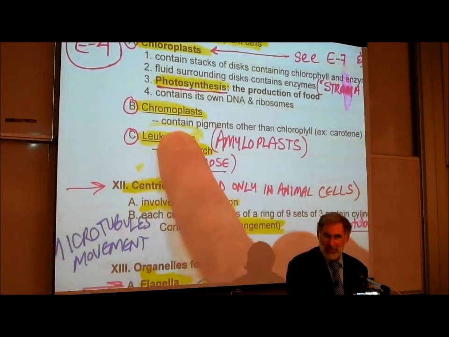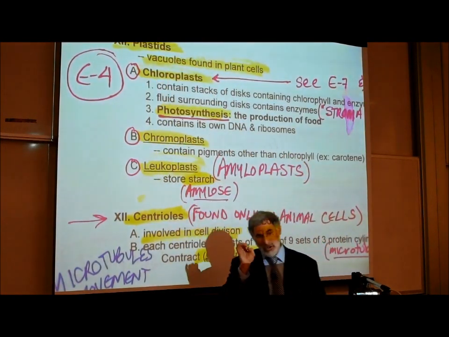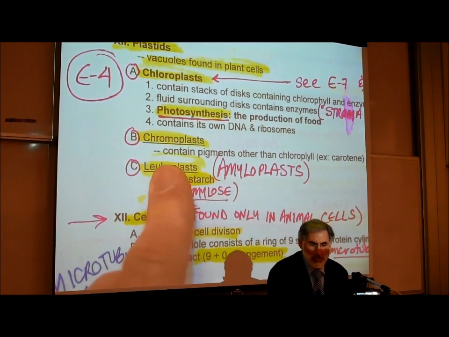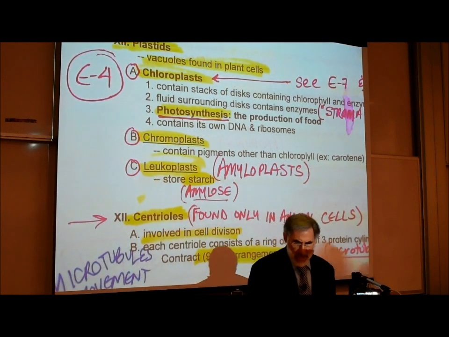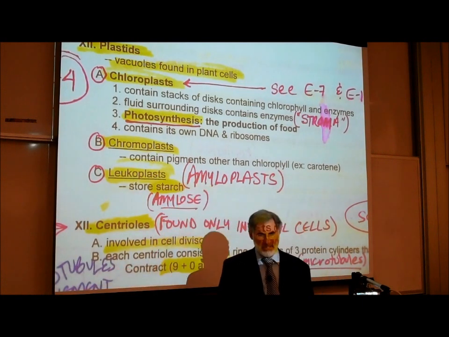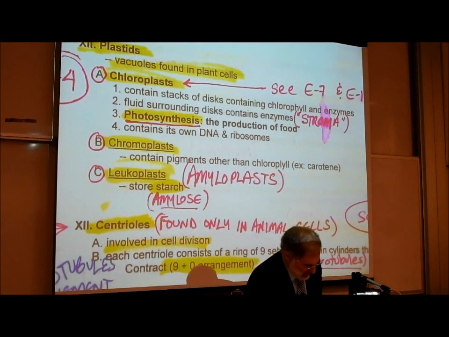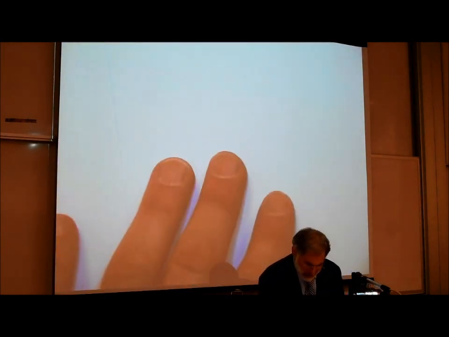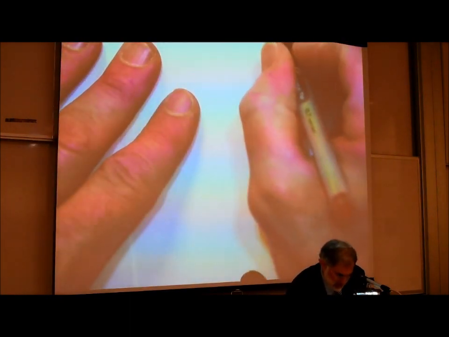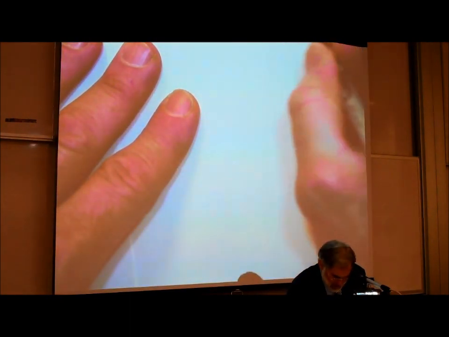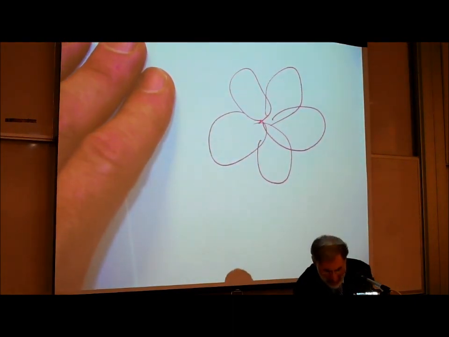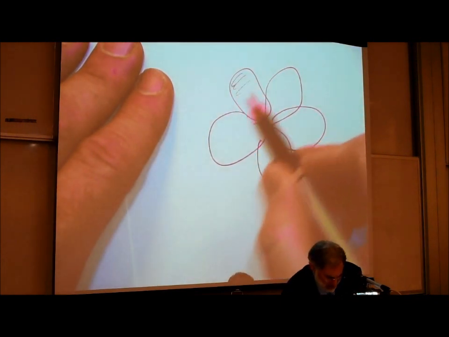Now, there are two other types of plastids. Plastids are these sacs only found in plant cells, not animal cells. What are chromoplasts? Chromoplasts are sacs that contain pigments other than chlorophyll. And I'm going to give you a couple of examples. So I'm just going to draw a picture here of a couple of things. Let me draw a flower. And since I'm drawing it fast, it's not going to be very good. And in fact, probably wouldn't even be good if I was drawing it slow.